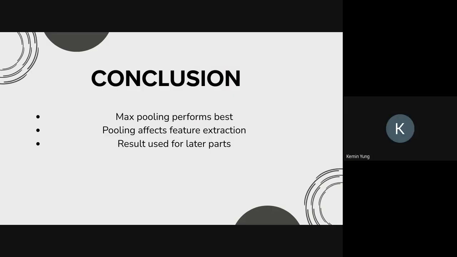Okay, so in conclusion, different pooling methods do affect model performance. Max pooling tends to preserve the most important local features and achieve the best result in this test. Average pooling produces smoother representation but may reduce discriminative power. These findings will be used as a foundation for later experiments such as activation function and weight initialization.